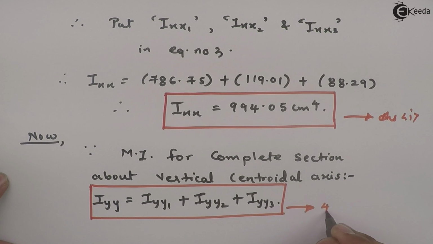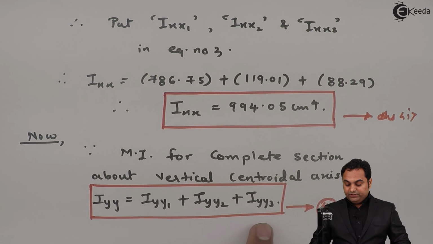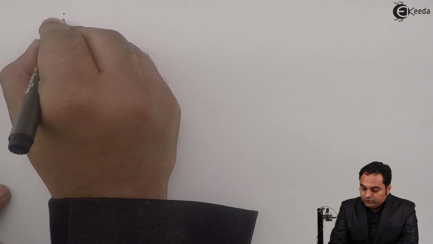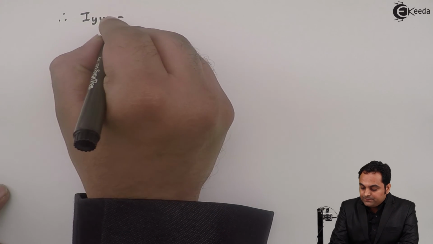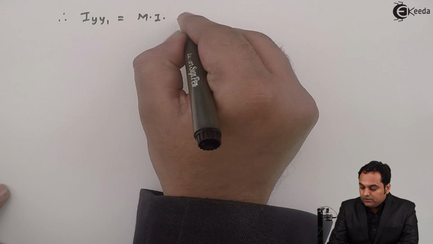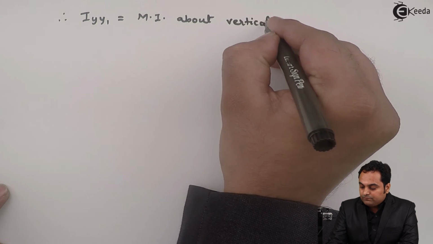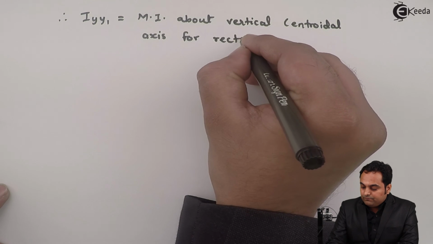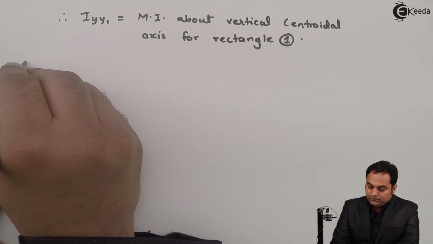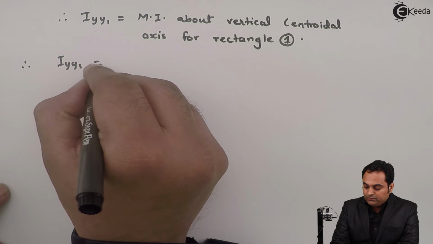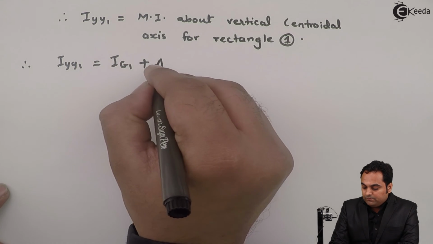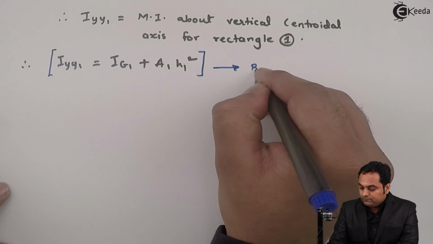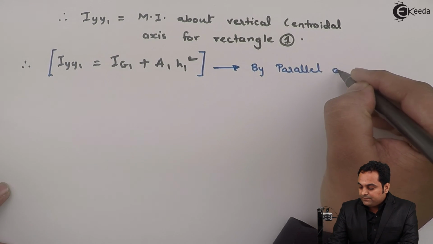So this will be equation number 4. So now we need to find out these three values. So starting with Iyy1, therefore Iyy1 is MI about vertical centroidal axis for rectangle 1. So therefore Iyy1 is equal to Ig1 plus area 1 into h1 square by parallel axis theorem.